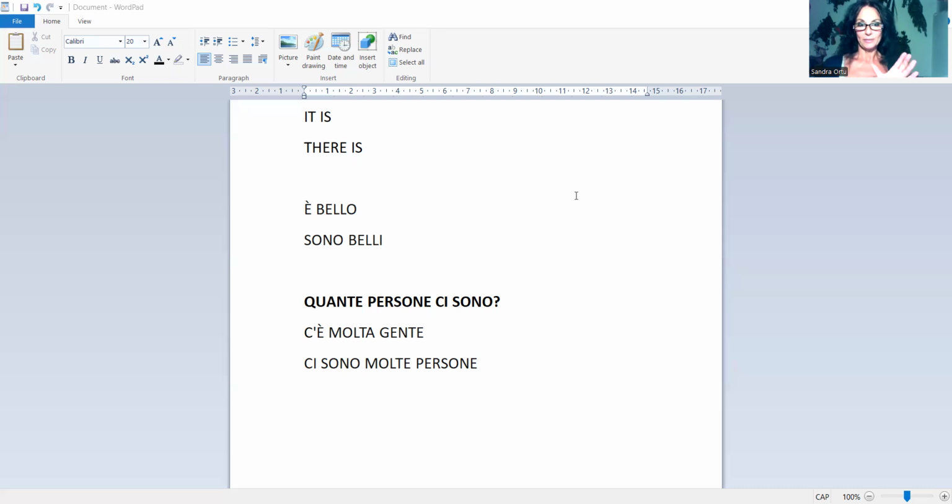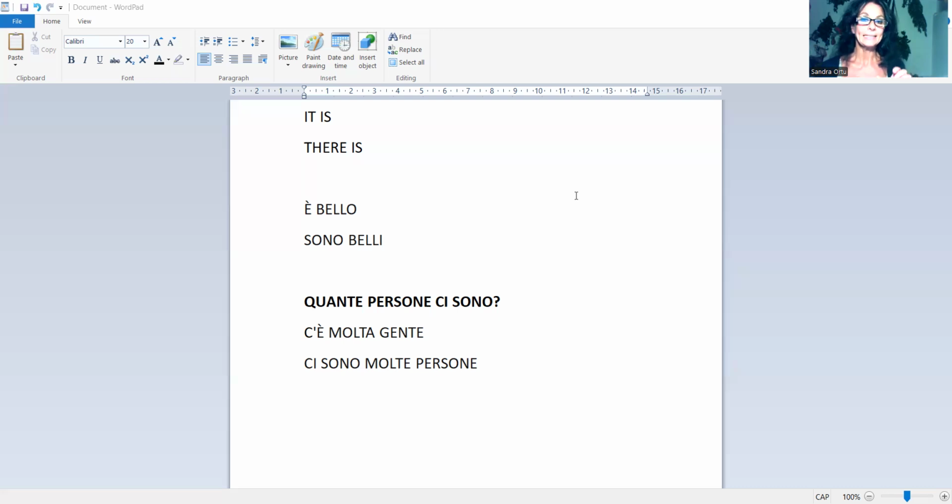So I've put this "it is" and "there is" close together because sometimes with the need of having something before "is"... I have heard a few times, c'è bello. C'è bello is not correct. It doesn't mean anything. I won't even try and translate it. It's just not correct.